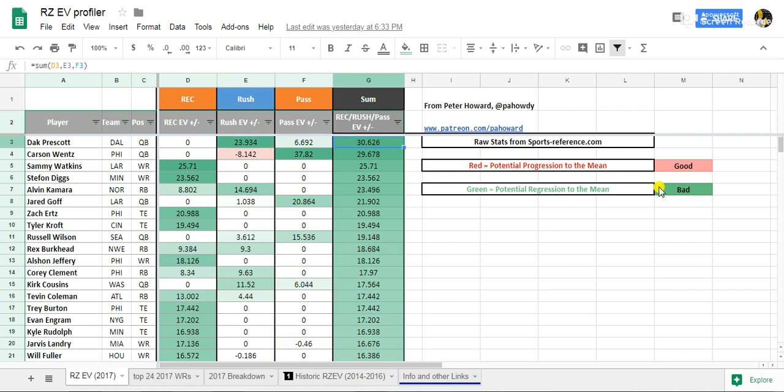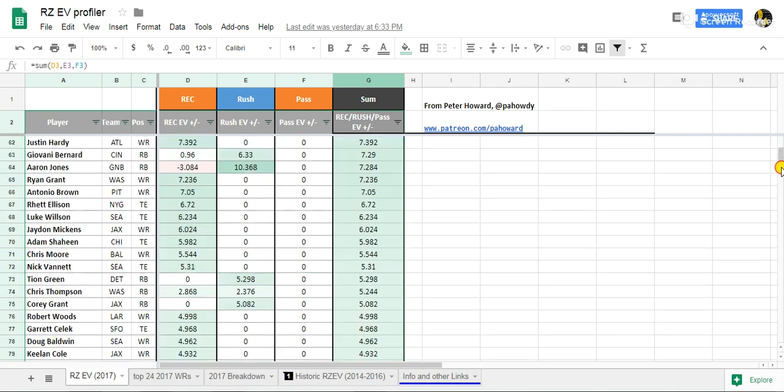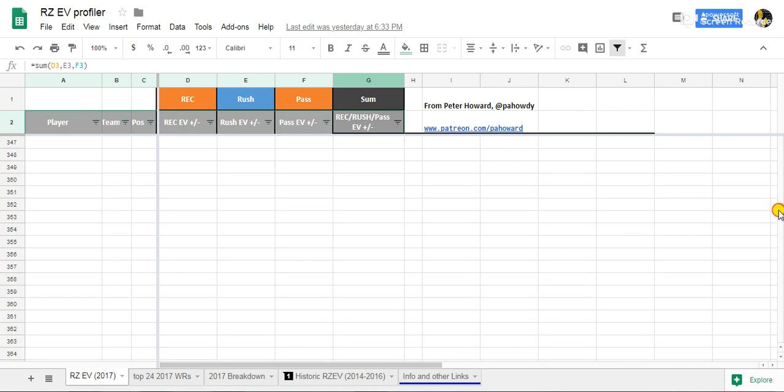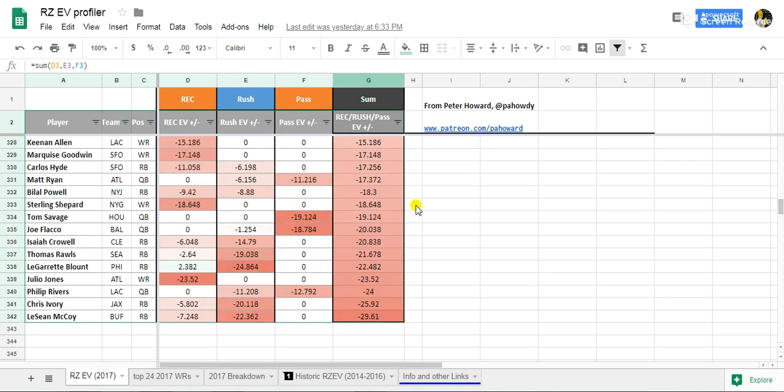What that means is that the green numbers are bad for 2018 and the red numbers are good. Because if you've got a green number, you overproduced. You had more points than expected. Whereas if you have a red number, like Julio Jones down here somewhere, or even LeSean McCoy, that means you scored fewer touchdowns than expected based on where you had your receiving targets, your rushing attempts, or your passing attempts.